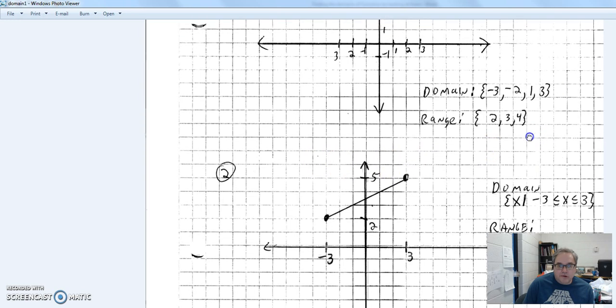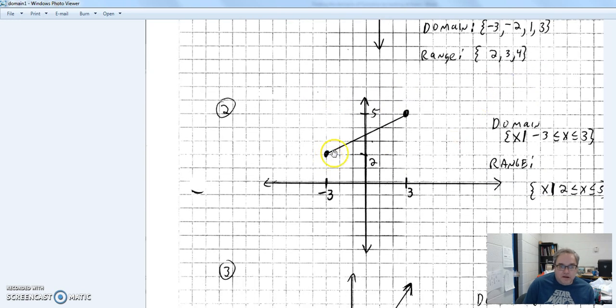Another style will be this one. And these dots, I overemphasize these dots. These are the endpoints of this line segment. The dots mean that it actually takes on that coordinate. It reaches the coordinate. So when I look at the domain, those are x values. And since I have no breaks in this curve, simple line, my domain is going to go from -3 to 3.